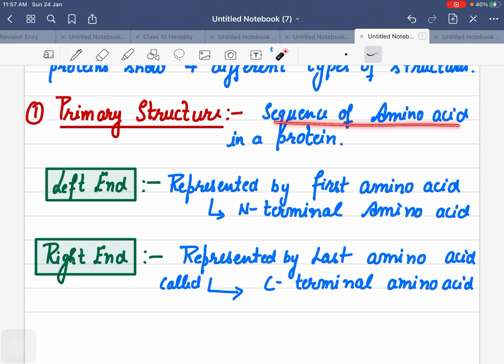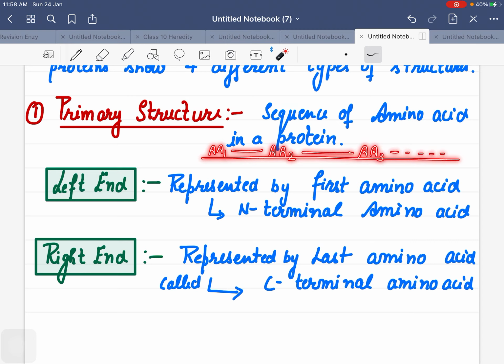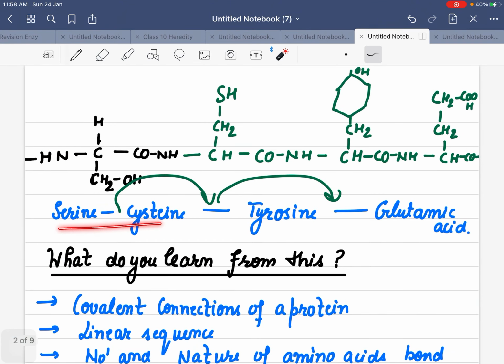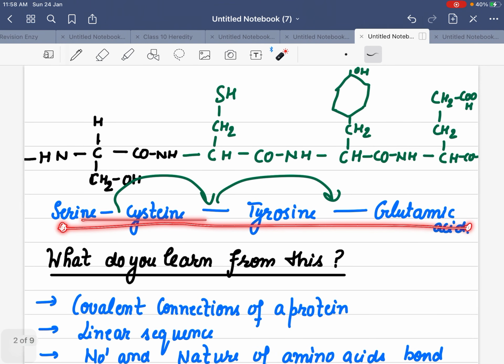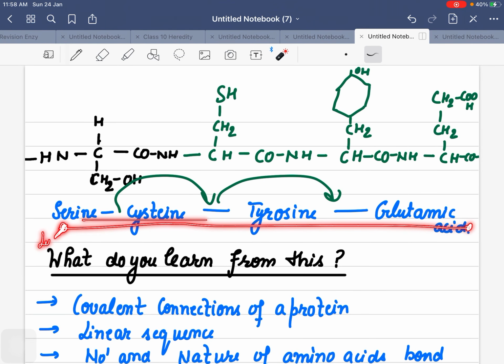Basically, amino acids are arranged in a linear sequence, meaning amino acid 1 is joined with amino acid 2, then joined with the third amino acid. In this way, a long linear chain appears in the primary structure. When we say long linear chain, it means amino acids are joined from one end to the other end. The first end, or left end, of the protein is known as N terminal, and the last end of the protein is known as C terminal.